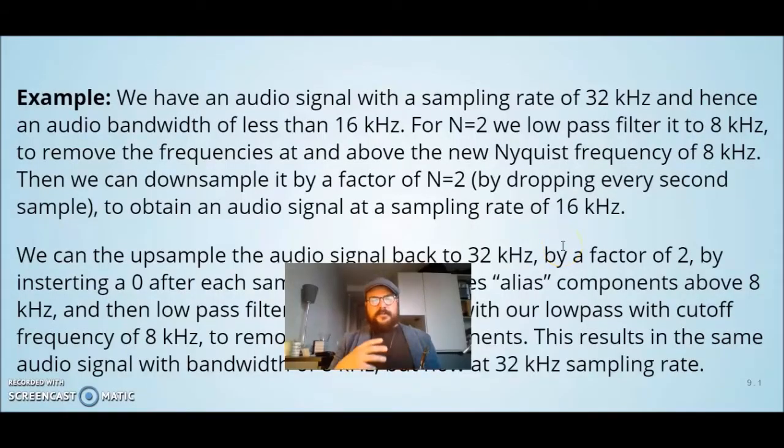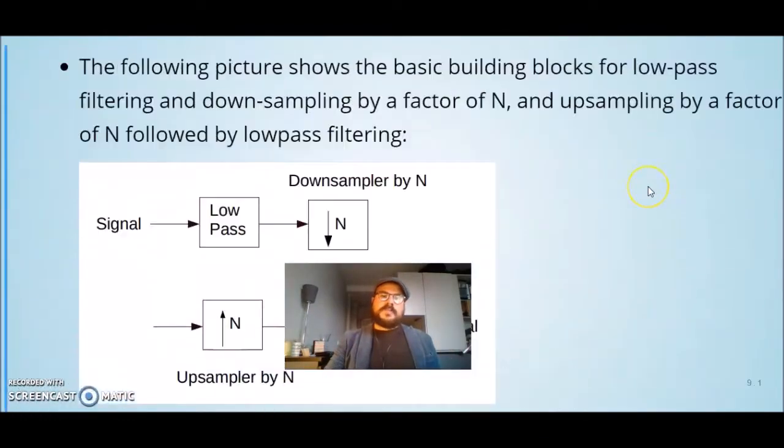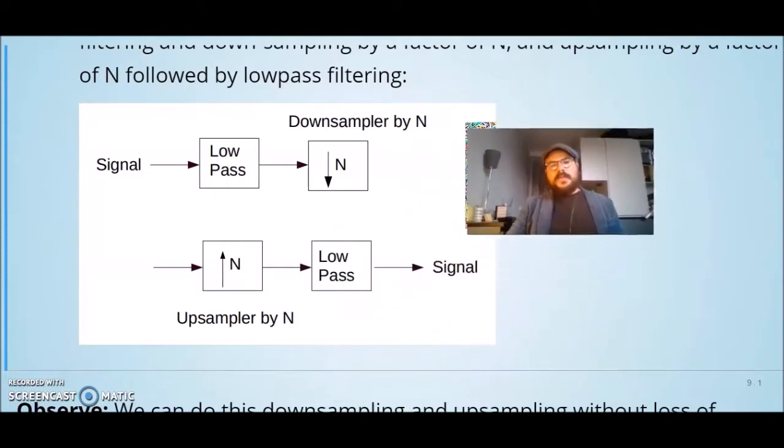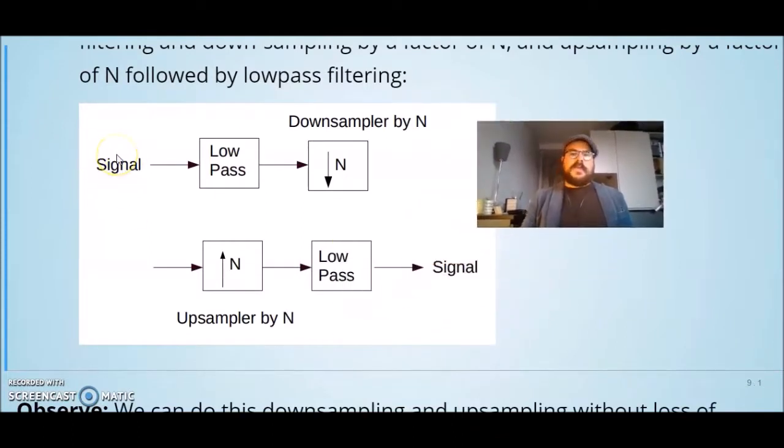So perhaps you're finding this downsampling and upsampling and all these sampling frequencies and Nyquist frequencies too confusing. So let's try to explain it again using an example. In our example, we will take a signal which has a sampling frequency of 32 kilohertz. We will downsample by a factor of n equals 2. So at this point, it will have a sampling frequency of 16 kilohertz.